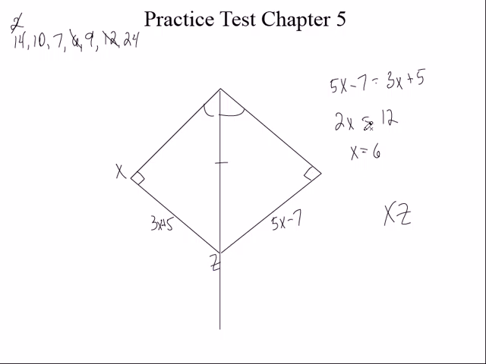Do you circle this and say x equals 6 is your answer? You've got to plug it in, okay? So you put it in right there. So it's 3 times 6 plus 5. That's 18 plus 5, which is 23. So that side right there, xz, is 23.